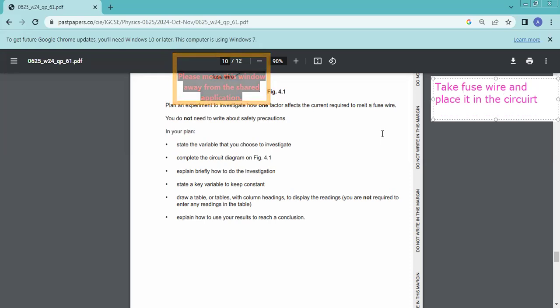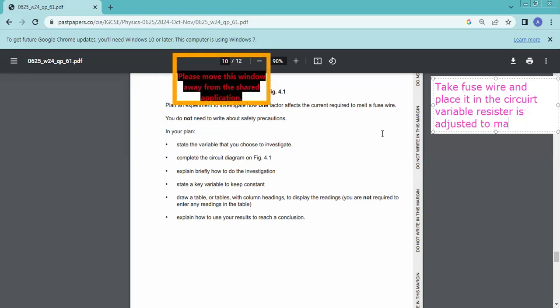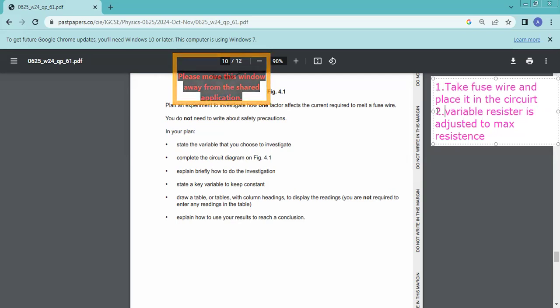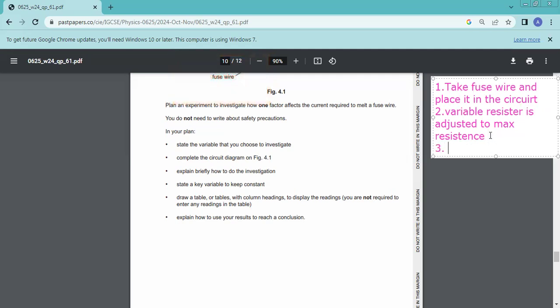Step number 2, the variable resistor is adjusted to the maximum resistance setting. This is point number 1, then point 2. Point number 3 is that the power supply is switched on.